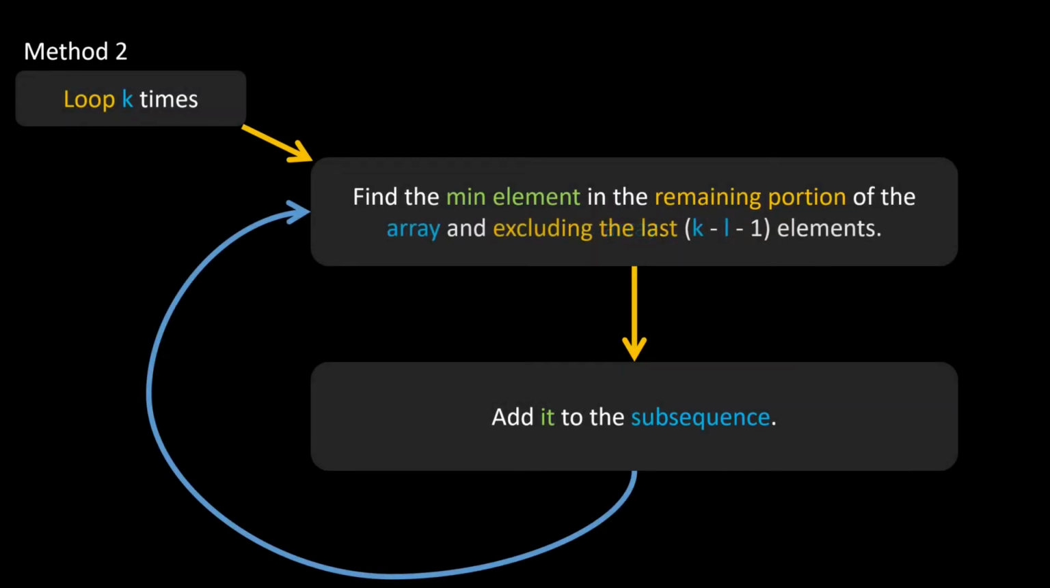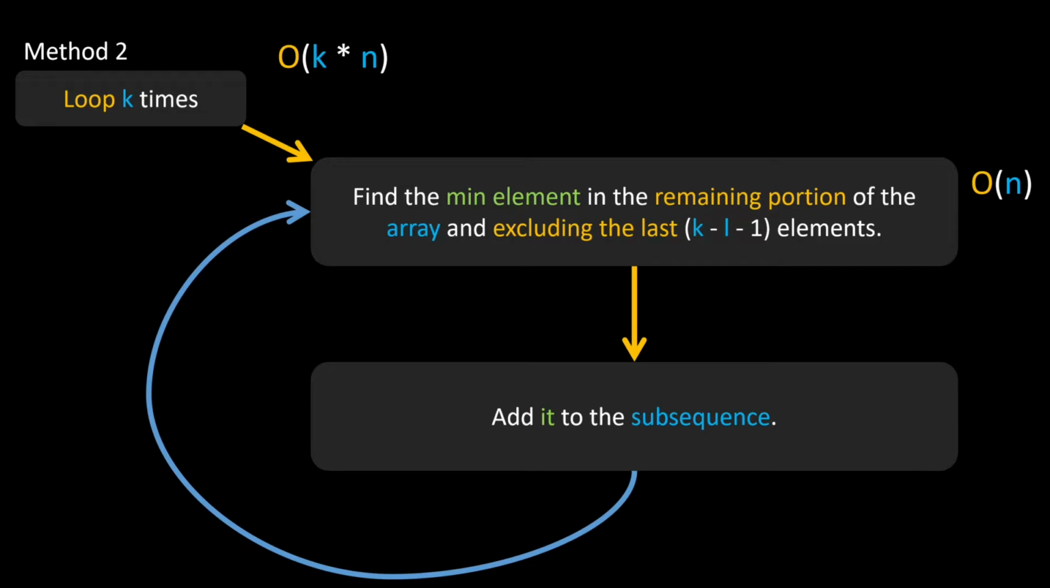Okay, so whenever we are searching for the minimum element, we don't consider the last k minus l minus 1 elements into the search. Now, the time complexity for finding the minimum element is big O of n and we'll be running this operation k times. So the time complexity of this algorithm is big O of k into n. We can actually get this down to linear time.